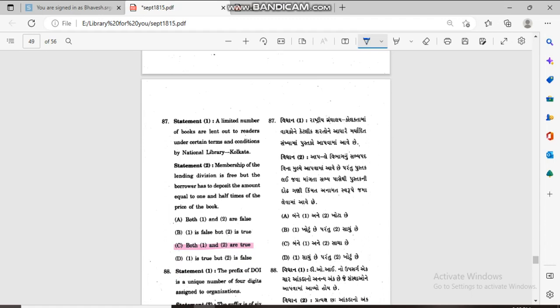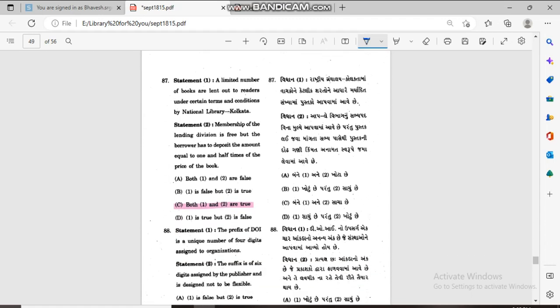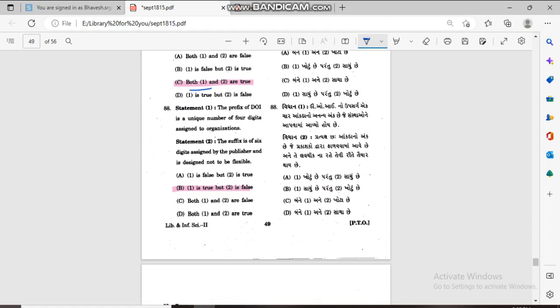A limited number of books are lent out to readers under certain terms and conditions by the National Library, Calcutta. Membership of the lending division is free, but the borrower has to deposit an amount equal to 1.5 times the price of the book. Both are true.